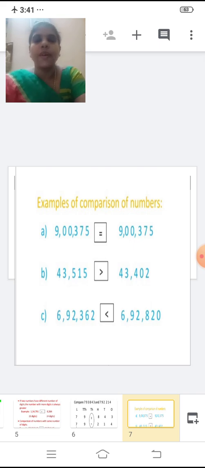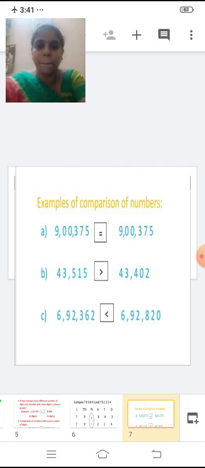Second one, 43,515 and 43,402. Now compare the 10,000 place first. In the first number we have 4 in the 10,000 place. In the second number also we have 4. Now compare the thousands place. First number also 3, second number also 3.